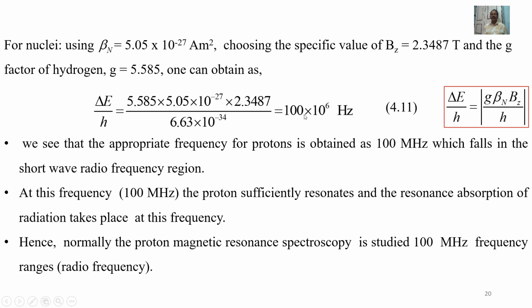So 100 into 10 power 6 hertz, so 100 megahertz. We see that the appropriate frequency for photons is obtained as 100 megahertz, which falls in the short wave radio frequency region. At this frequency, the proton sufficiently resonates and the resonance absorption of radiation takes place. Hence, normally proton magnetic resonance spectroscopy is studied in the 100 MHz frequency range, that is radio frequency.